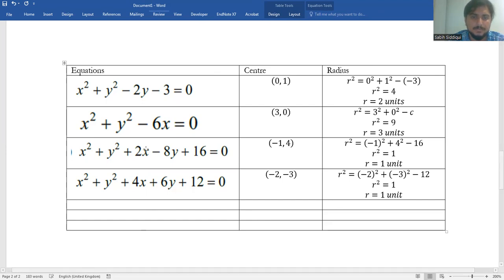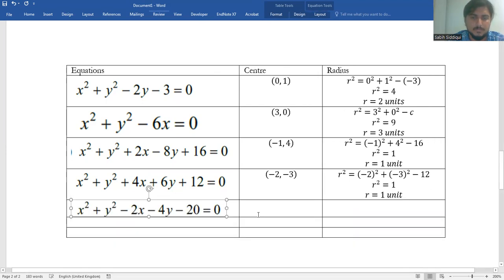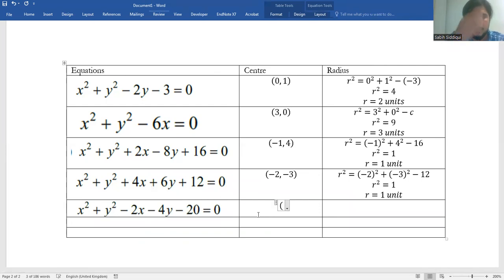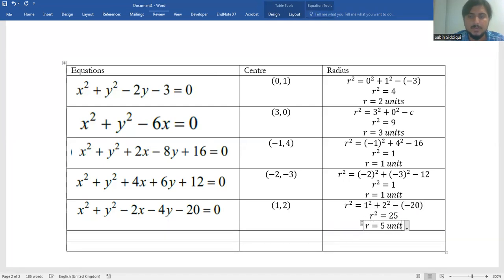Another example. Again, we'll first figure out the center. What will be the coordinates of the center? Take -2 divided by -2, which is 1, and -4 divided by -2 is 2. And what about r²? Take 1, square it, add the square of 2, and subtract the constant, which is -20 in this case. So r² will be equal to 1 plus 4 is 5, plus 20 is 25. So the radius will be equal to 5 units.